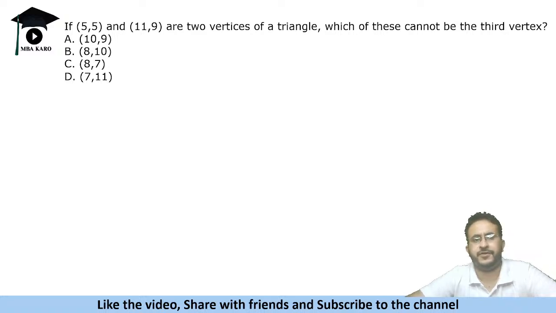If 5 comma 5 and 11 comma 9 are two vertices of a triangle, which of these cannot be the third vertex? So, a question on coordinate geometry.